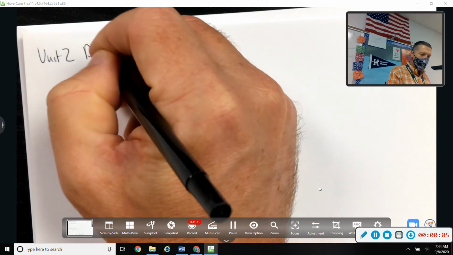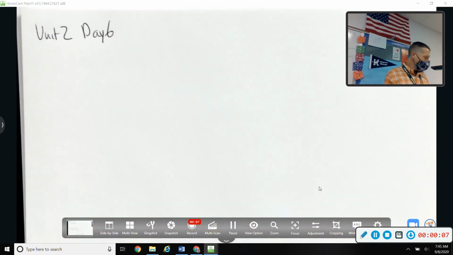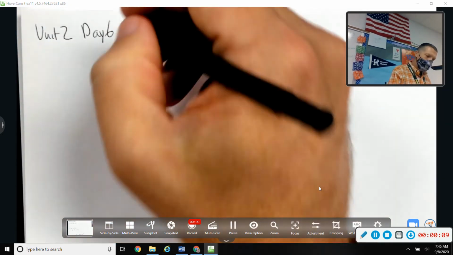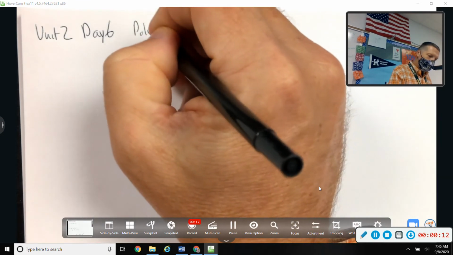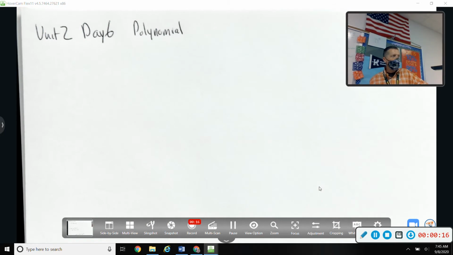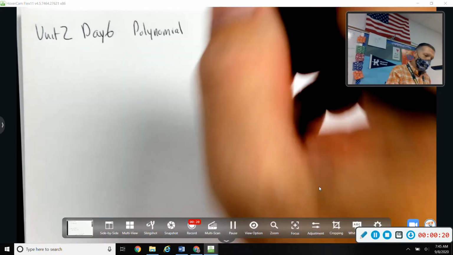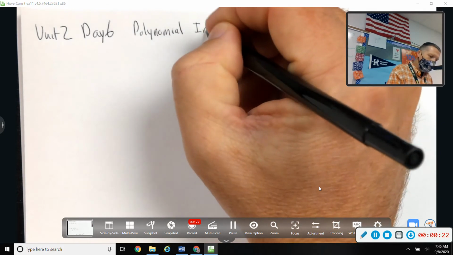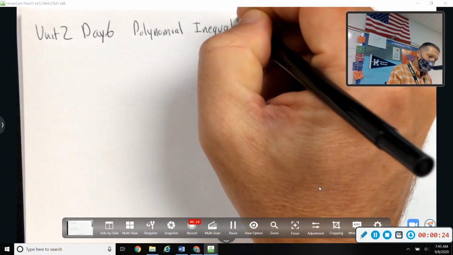Right, Unit 2, Day 6, polynomial. So we've been working with polynomials for a lot. All the quadratics are polynomials. We solve them a variety of ways. Today we're going to do polynomial inequalities.